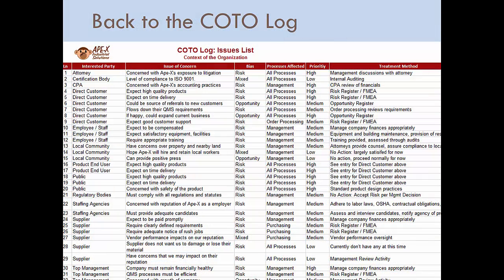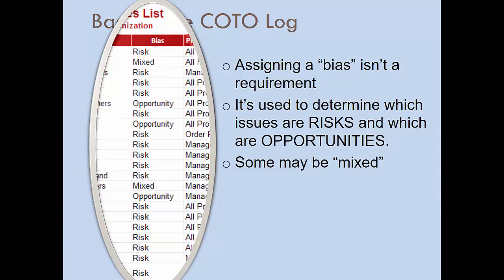Keeping in mind the risk and opportunity, we go back to the COTO log, the issues list, that second tab in the COTO log. Again, you saw that we had a bias column. I suggested assigning a bias to each of the issues of concern. Basically, you're trying to identify which of these issues you're going to treat as a risk, which you'll treat as an opportunity, and some of them might be mixed, which we'll talk about in a moment, right? They may have shades of both.